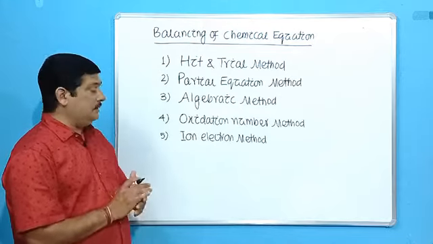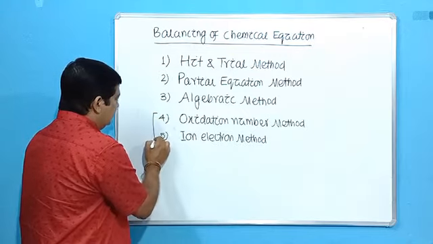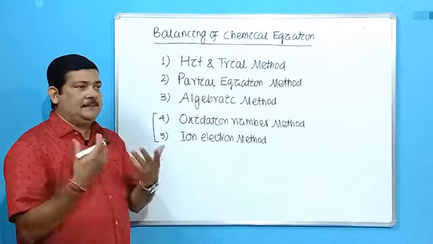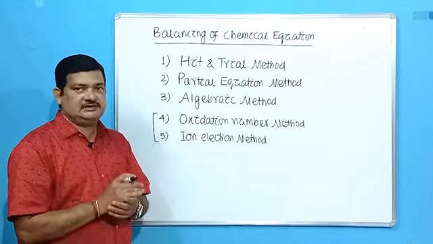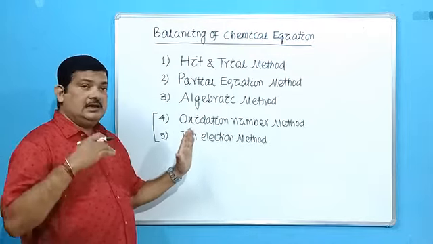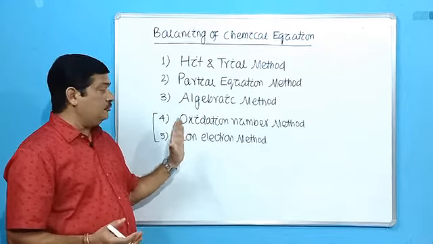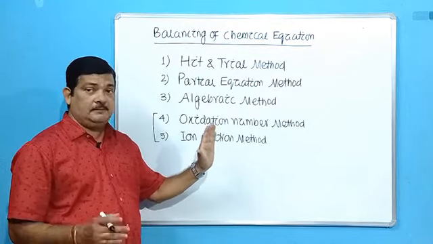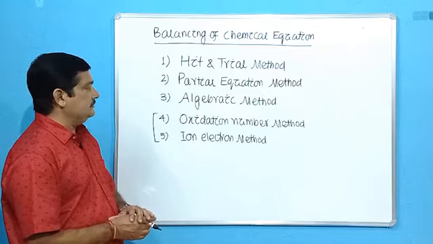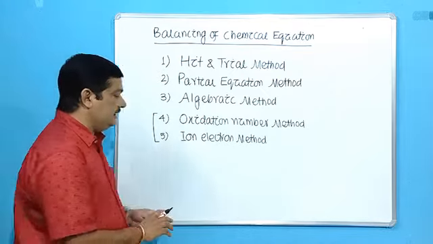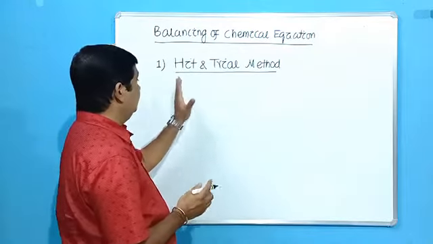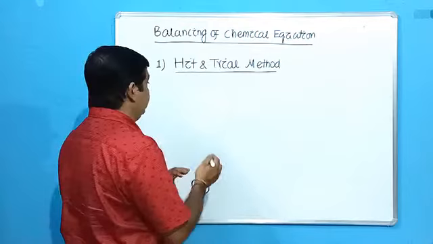So we will discuss them one by one, but these two will not be discussed right now because you don't know what is oxidation number. After reading the redox reactions, you will be able to calculate the oxidation number. Thereafter you will be taught how to balance the chemical equation by oxidation number method. So for the timing, we will go with hit and trial method, partial equation method and algebraic method. We will start with the first one, that is hit and trial method.